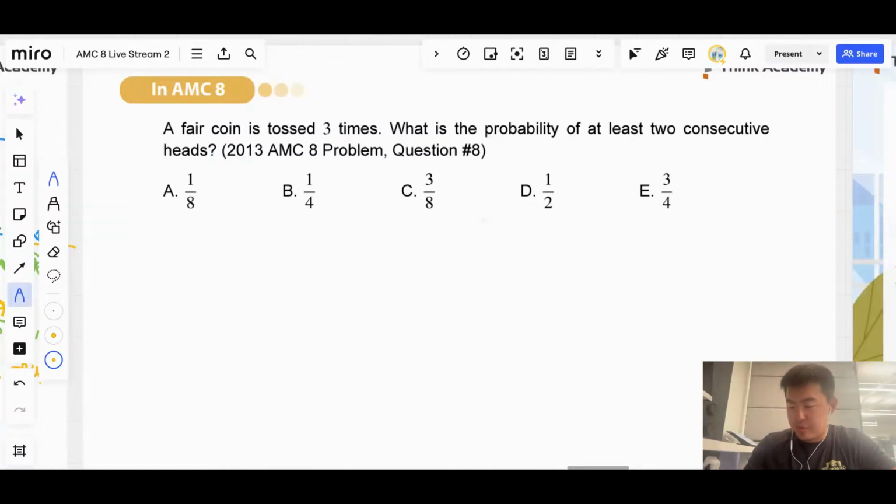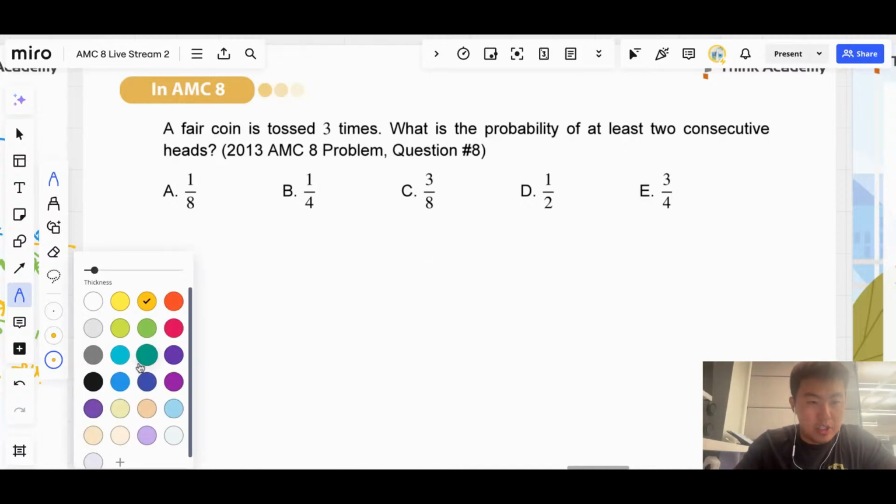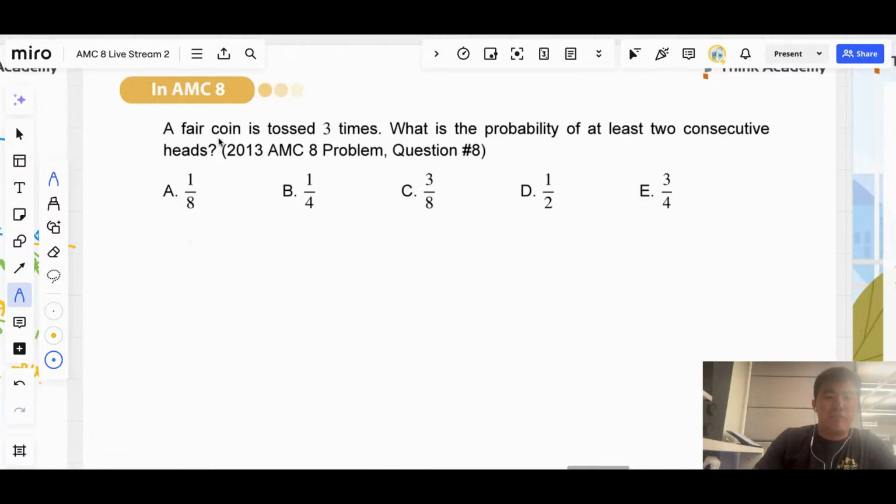Okay, so there are a few keywords. Let's highlight them. Let me change my pen's color. Good. So a fair coin, what does a fair coin mean? It means the probability of getting a head and a tail is the same. They are distributed evenly, right? 50-50. So now let's still try to use the enumeration method because it's only tossed 3 times, not 300 times. What is the probability of at least 2 consecutive heads, right? Okay, good.